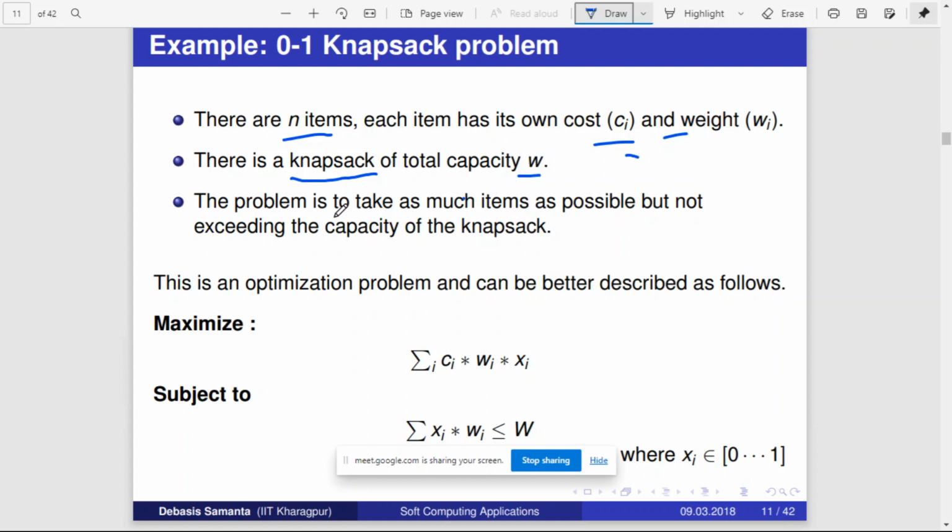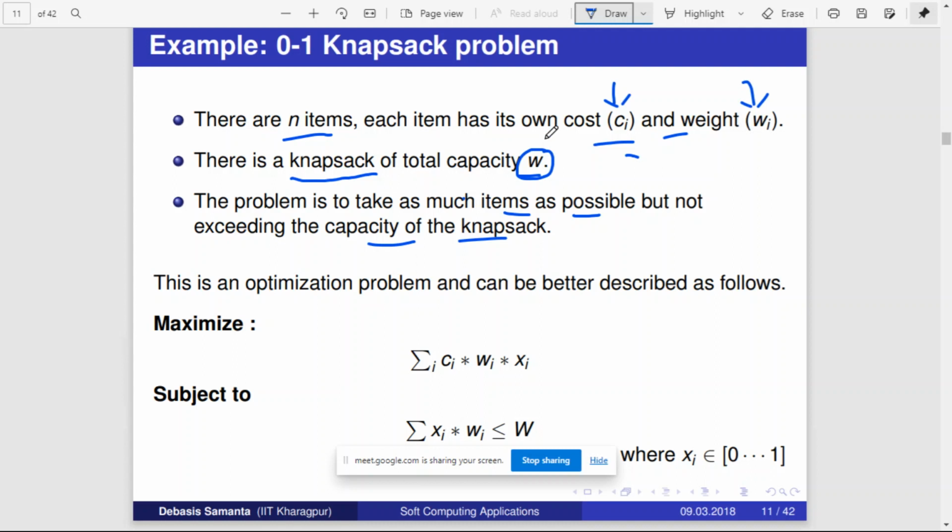The problem is to take as many items as possible, but not exceeding the capacity of the knapsack. You have these many items, and for each item you know the weight and the cost. So the objective is to take as many items as possible to increase the cost, because we want to pack more things which are more costly, but the total weight of items taken cannot exceed W.